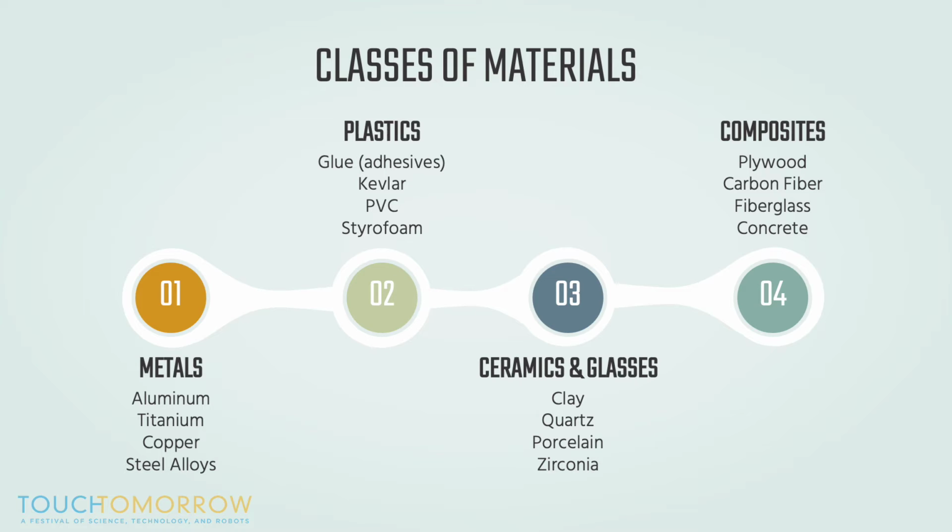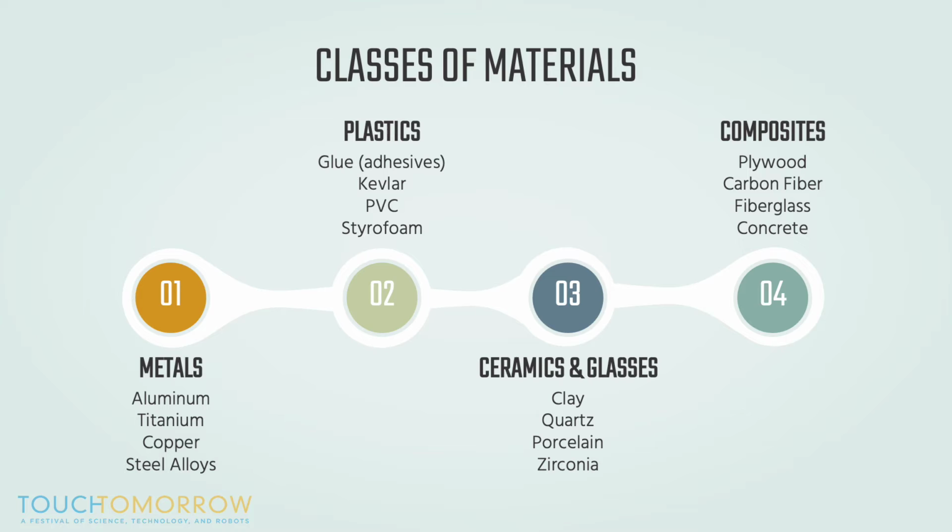Some examples of metals include aluminum, titanium, copper, and steel alloys. Steel alloys in particular are made up of different amounts of various metals. For example, stainless steel is made up of iron, chromium, and small amounts of nickel.